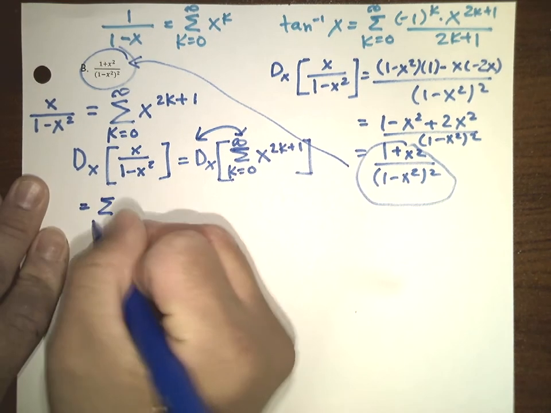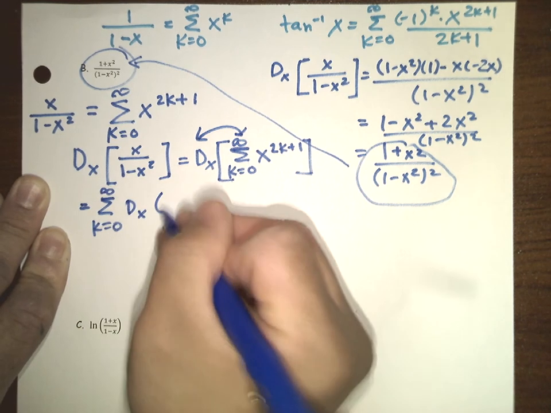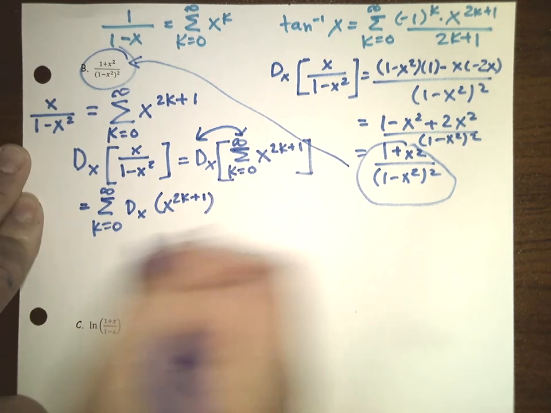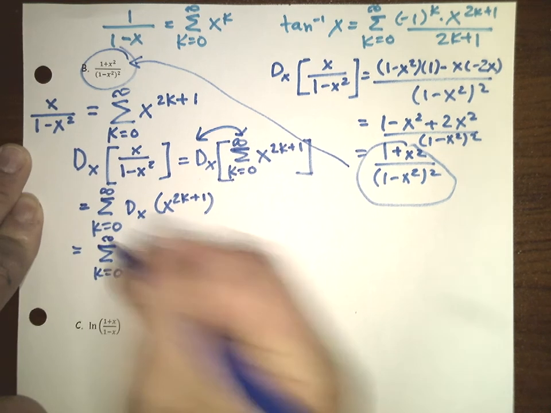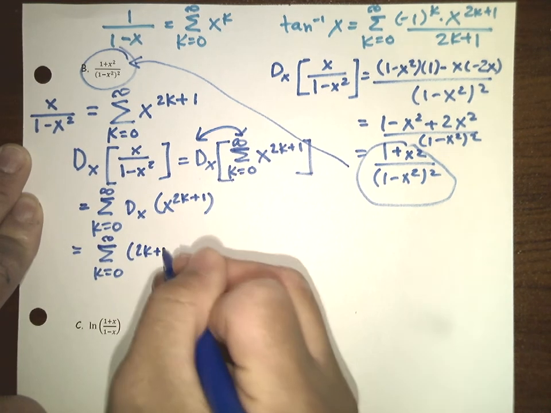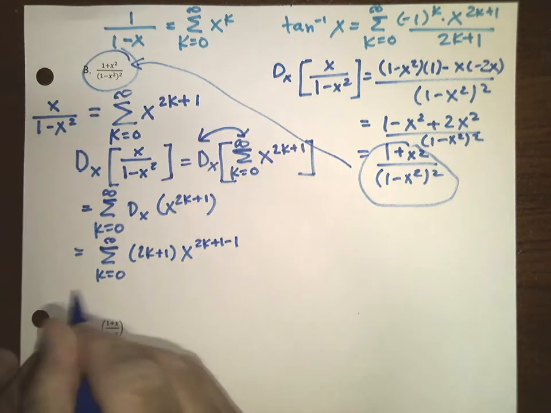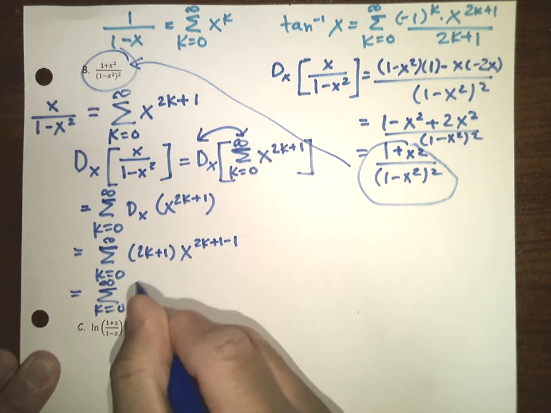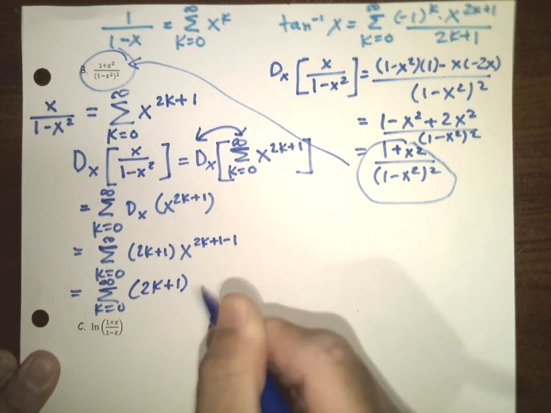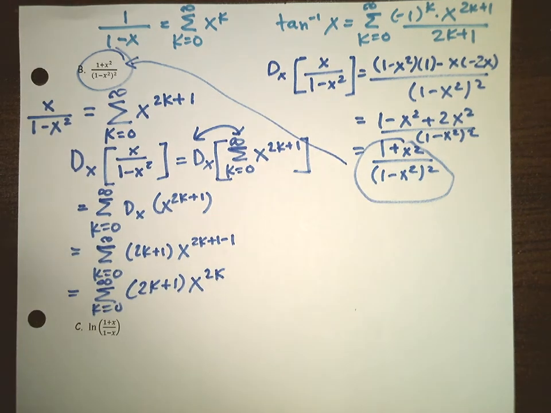So we have the sum k equals 0 to infinity, derivative with respect to x of x to the 2k plus 1. So let's use the power rule here. So the sum k equals 0 to infinity of (2k plus 1) times x to the (2k plus 1 minus 1), and then it's just the sum k equals 0 to infinity of (2k plus 1) times x to the 2k. What a time to be alive.